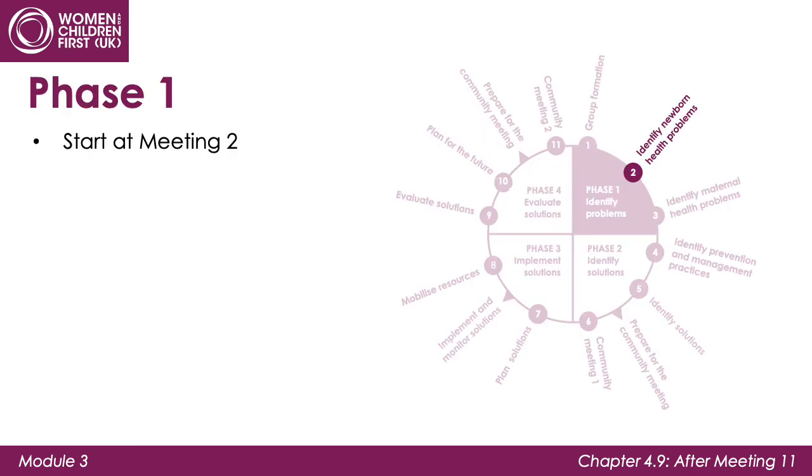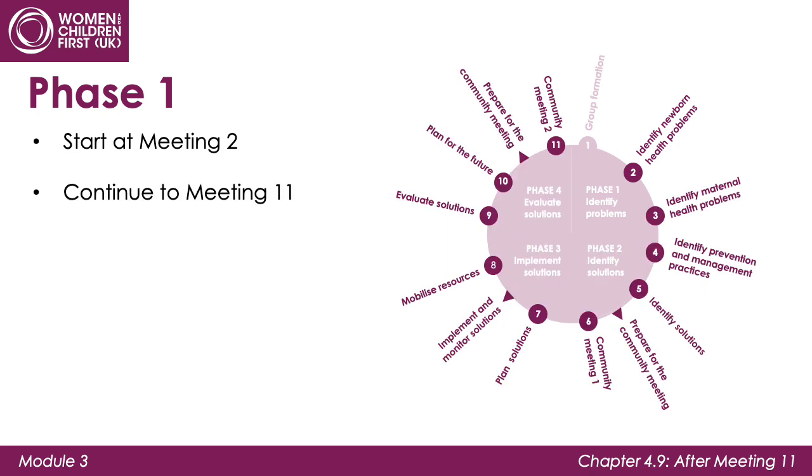If the group decided to start the meetings in Phase 1, then the facilitator should start with meeting 2 and guide the group from there through the whole cycle up to meeting 11. Since the group will have greater capacity, having already completed one PLA-MNH group cycle, they may be able to meet more frequently.